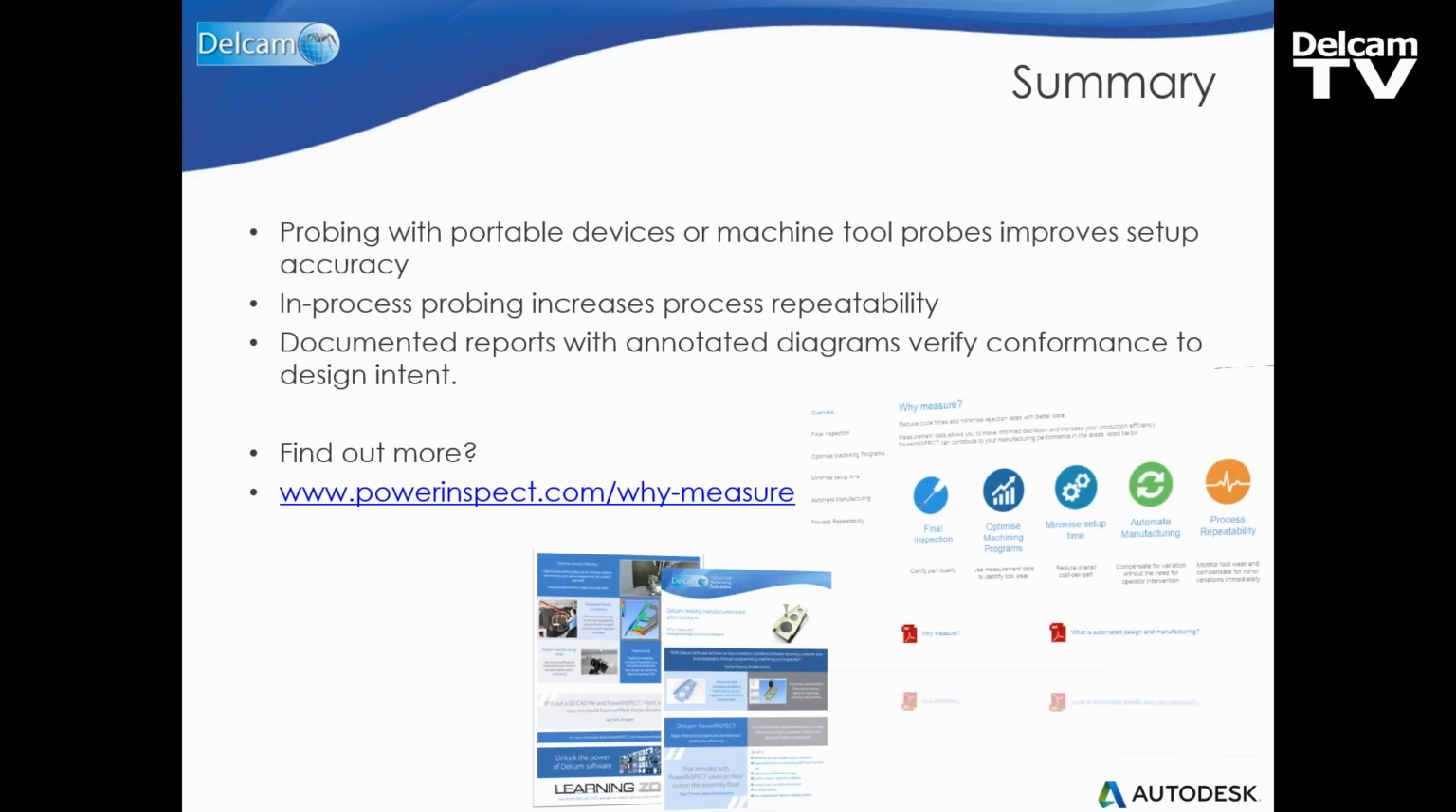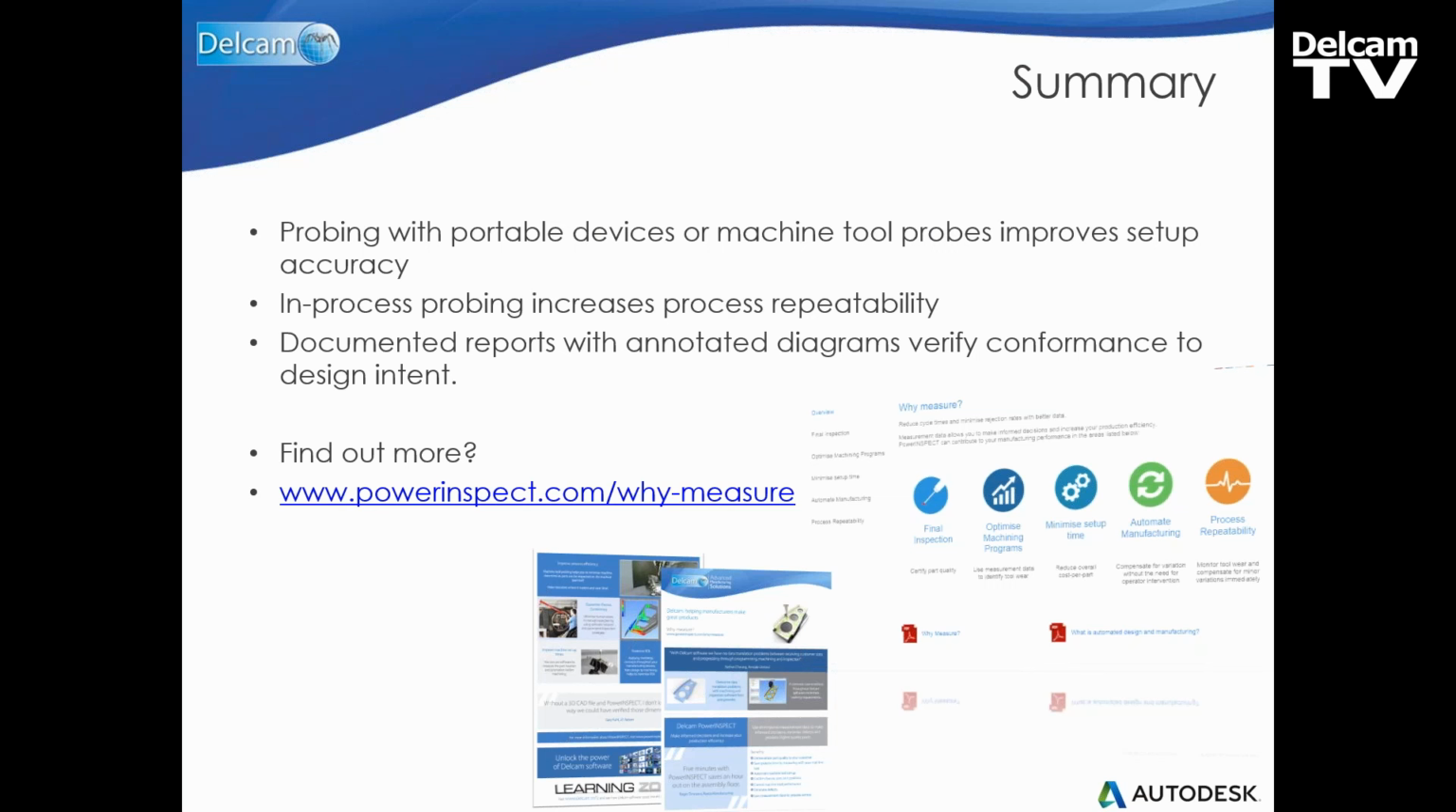So just to summarize what we've looked at today. We began by seeing how probing with portable devices or with the machine tool probe can improve setup accuracy. So that's using the part location to optimize the machining program. And of course, by optimizing that machining program, we're saving ourselves time and money in the machining process.